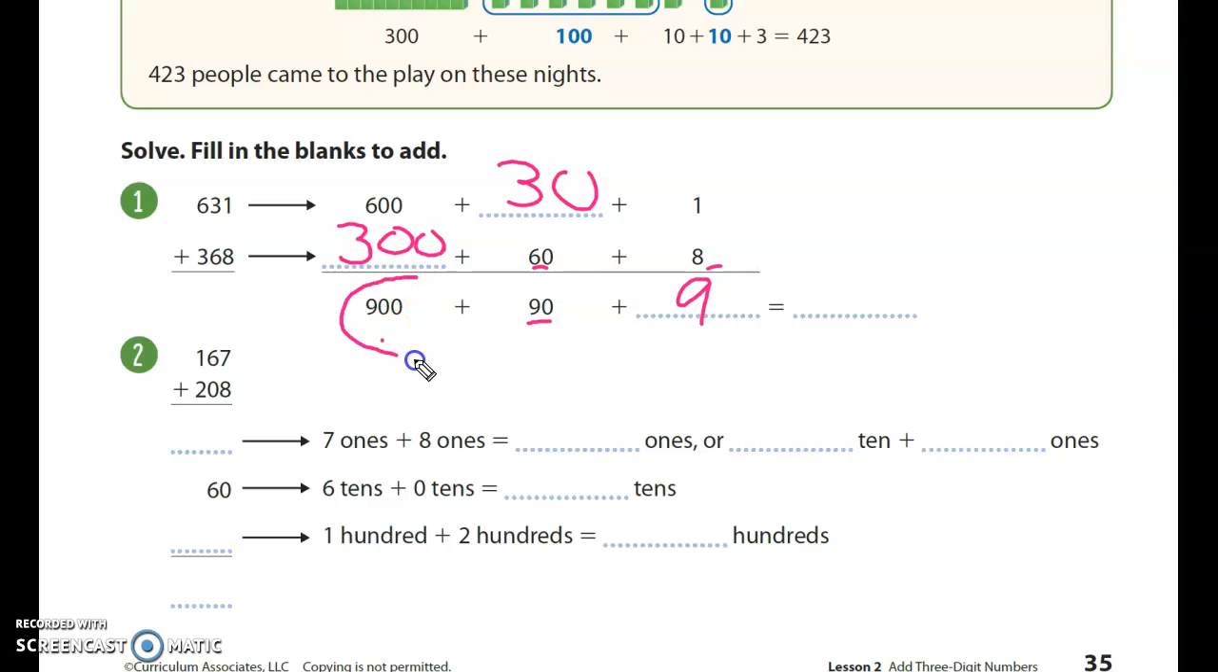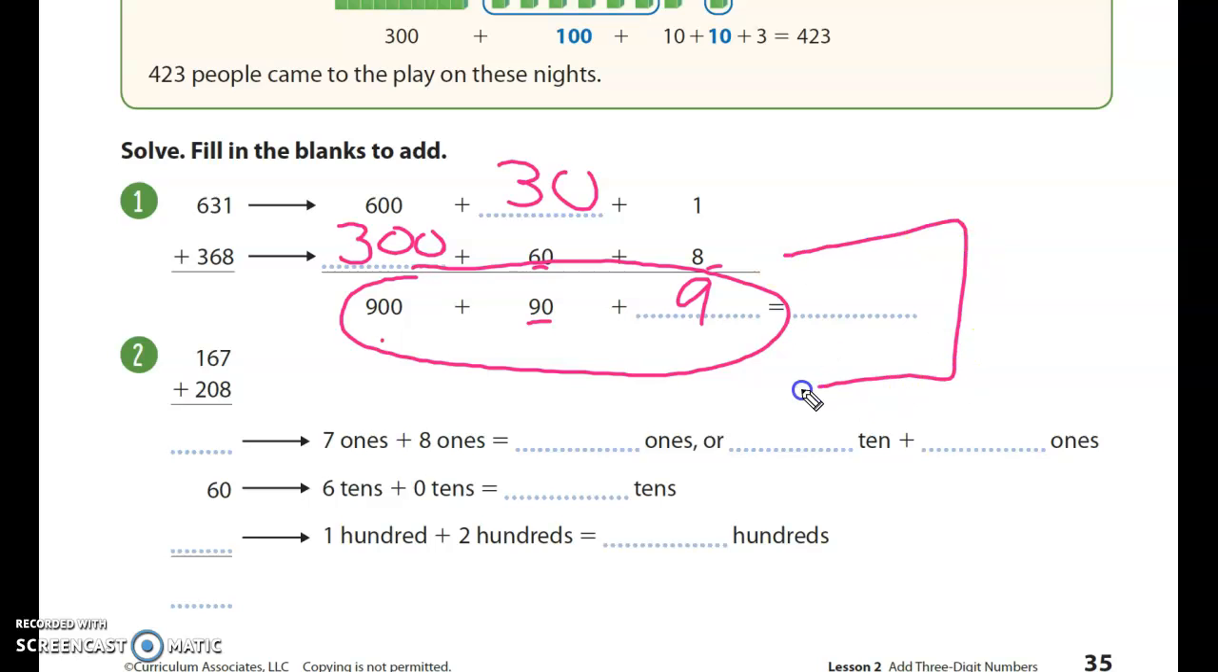And then I change the expanded form to what form is this? Standard, right? Standard. If I add all these together, okay? So I have 900. No, 9,000 is this. That's with 3 zeros. It's not 9,000. So I have 900 plus 90 plus 9, which is 999. Yeah. 999.